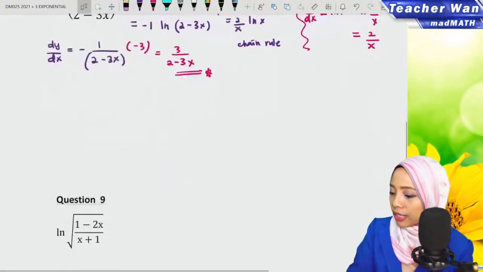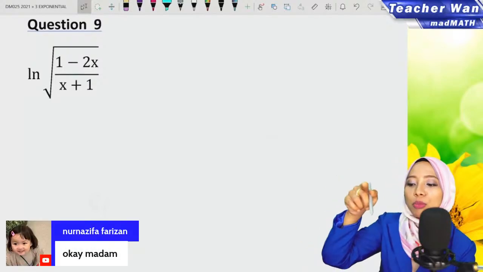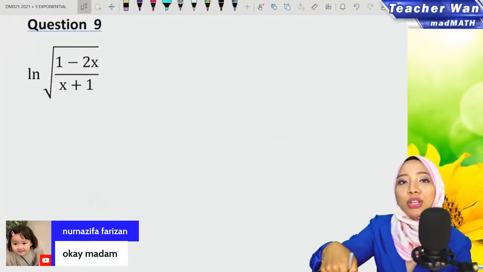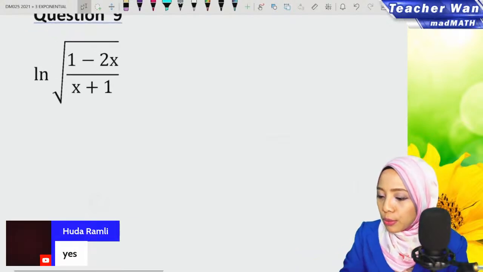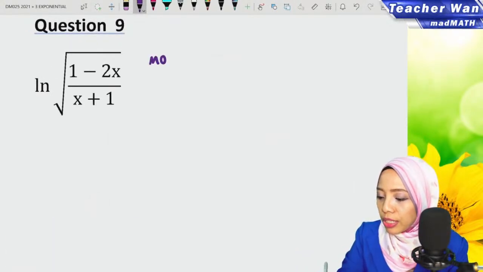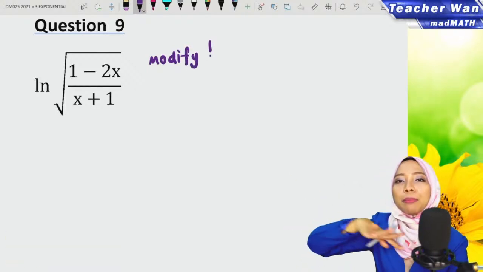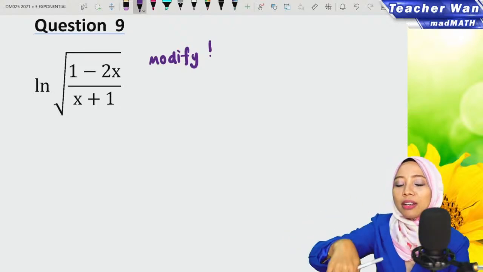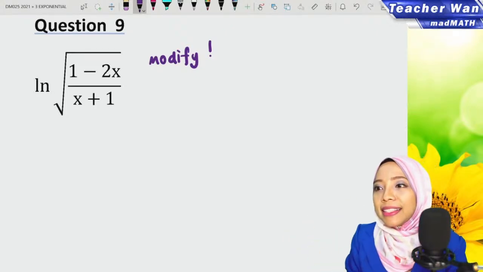Okay. Alright, proceed. Question number 9. Okay, I ask you again one more time. Log properties or chain rule? Log properties or chain rule? Okay, this one we have to modify first. Modify first, dear. Okay, tip number who knows what now, modify first if you get an ln function using log properties.